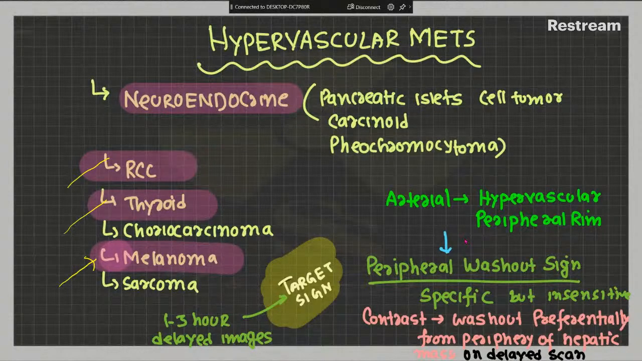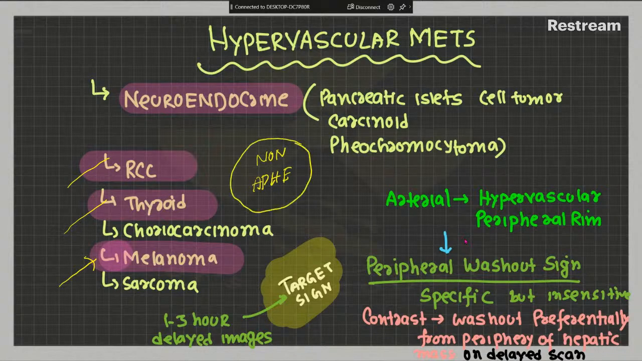The typical description of hepatocellular carcinoma, I have omitted that time specifically, is the non-APHE. The term is very specific, it's non-APHE. That means non-rim enhancement, arterial phase hyper enhancement, but it will be non-rim enhancement. I will discuss it during LI-RADS actually. But the metastasis usually shows a rim pattern enhancement. This is the metastatic, and a non-rim pattern of enhancement on the arterial phase is in case of hepatocellular carcinoma. But just for viva questions, they ask that.